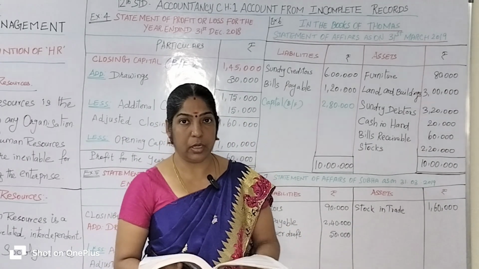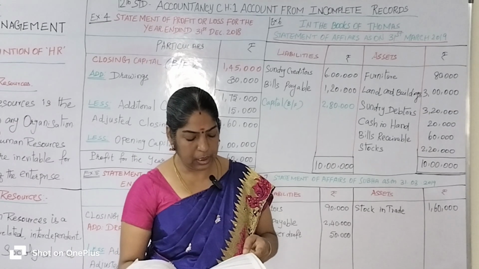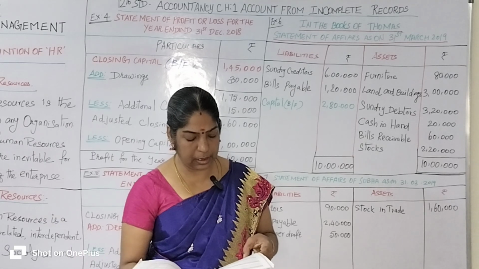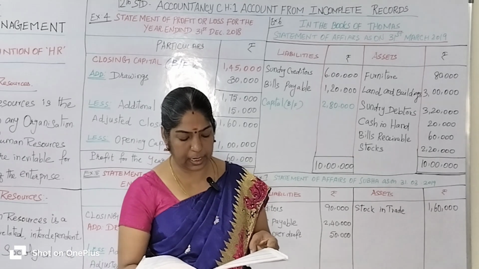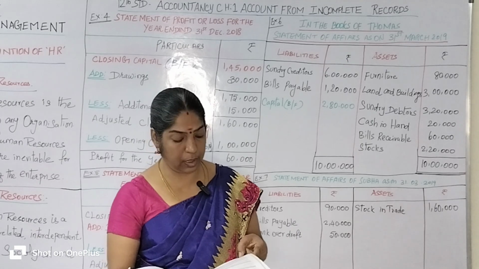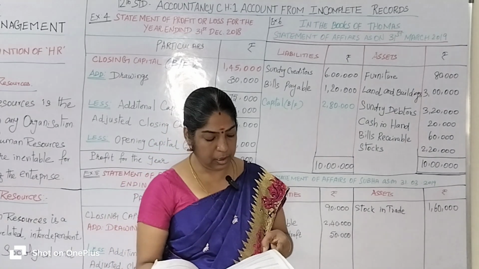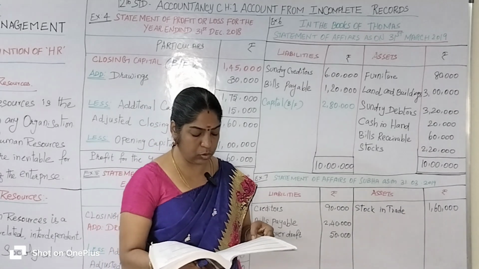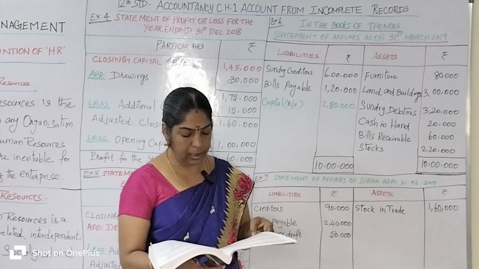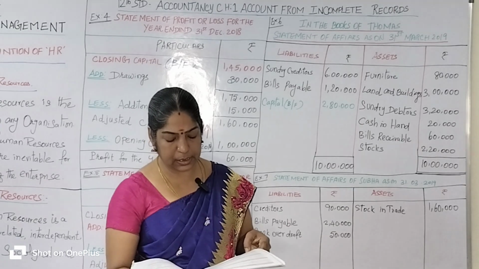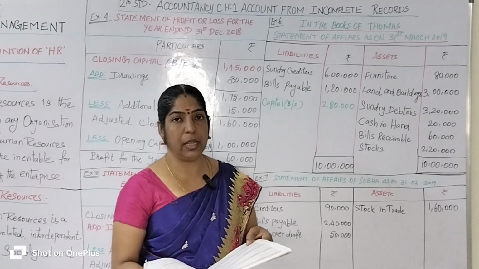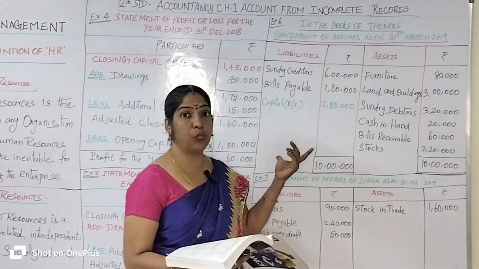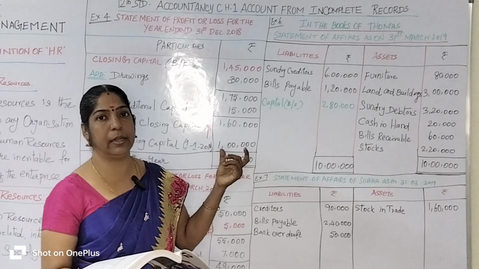The information is given below. Let's read the information: sundry creditors, furniture, land and building, sundry debtors, bills payable, cash in hand, bills receivable, stock. What they asked is to prepare the statement of affairs as on 31st March 2019 and calculate the capital as at that date. We are going to prepare the statement of affairs to find out the capital.